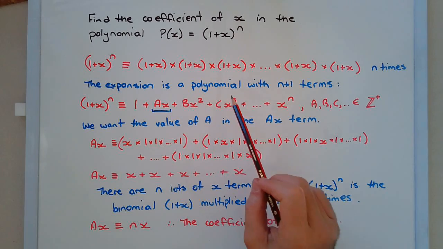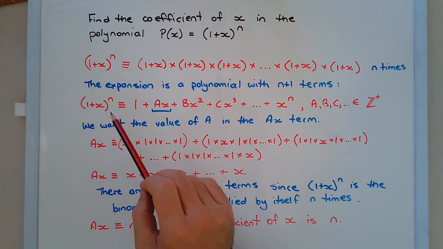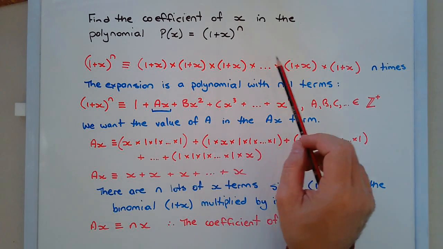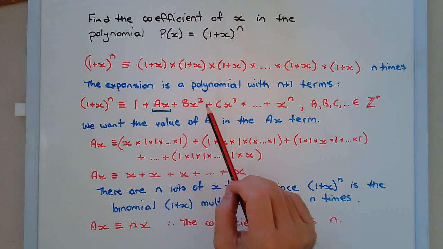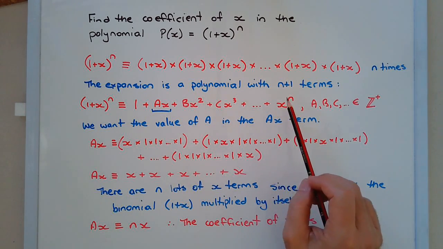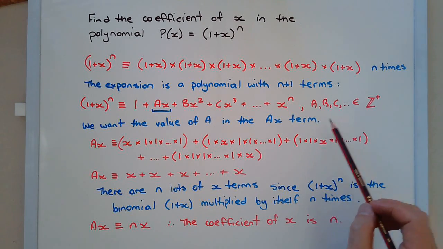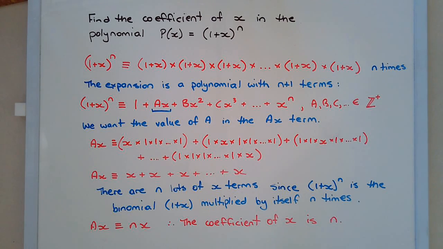The expansion is a polynomial with n plus 1 terms. So (1 plus x) all to the power of n is identical to 1, and we get that 1 by multiplying all the constant terms together, of course, plus ax plus bx squared plus cx cubed plus dot dot dot plus x to the power of n, where the coefficients a, b, c, d, and so on are positive integers.